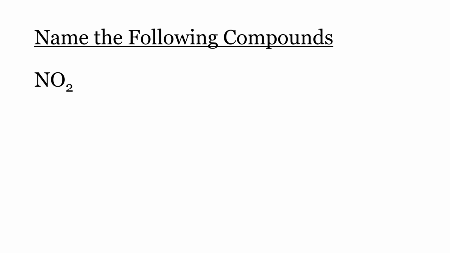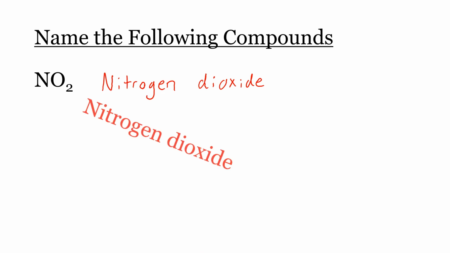Let's take a look at our NO2. We have one nitrogen atom, so we do not use a prefix. So this is nitrogen. And then we have our O2, so we have two oxygen atoms. So the prefix that we use will be di. Oxygen becomes oxide, so nitrogen dioxide will be the name.